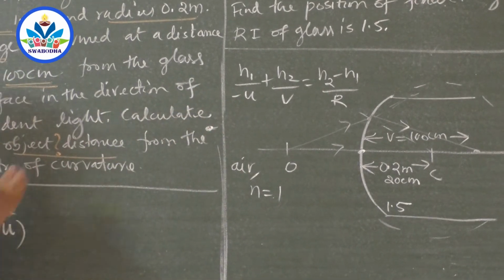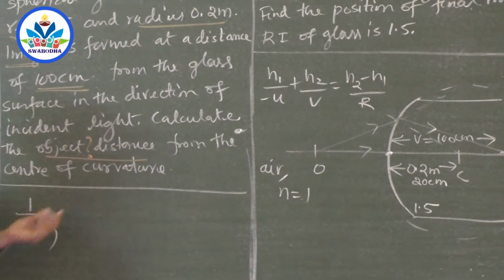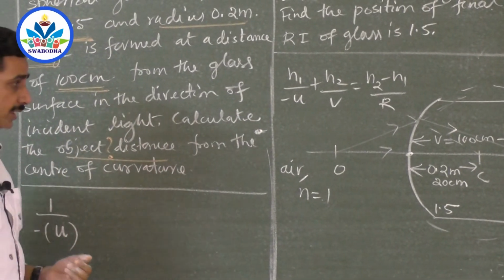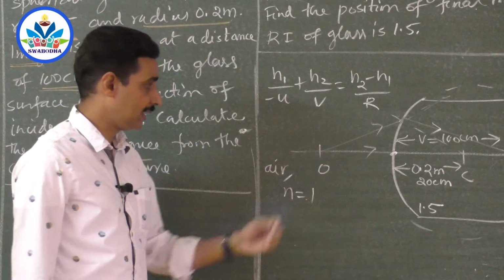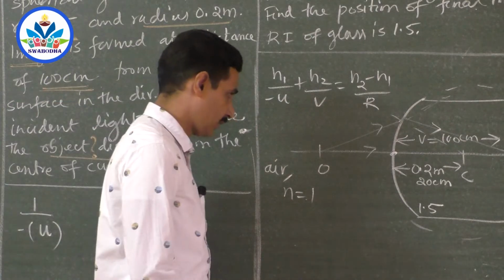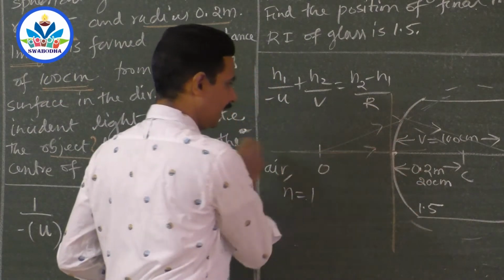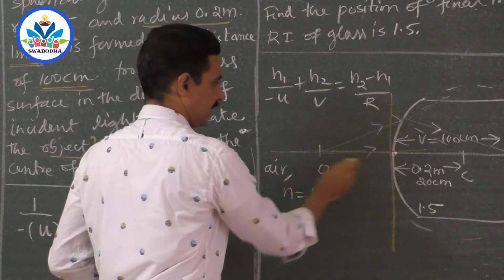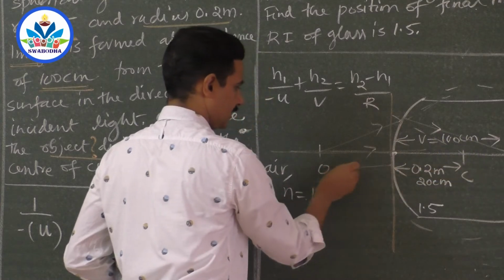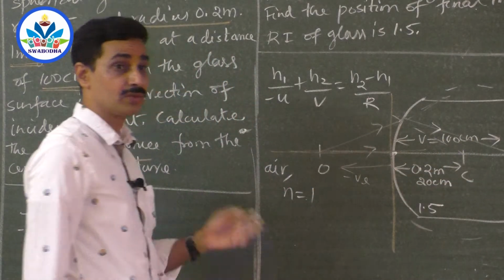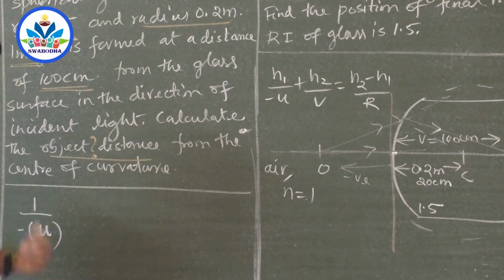We don't know what u is. This minus is in the formula itself. Of course, you can come to a conclusion: if the object is in air, and you divide this into Cartesian coordinates like this, this comes to the left hand side, this comes to the right hand side, so this should be negative. Finally your answer should be negative. You should naturally get u as negative.